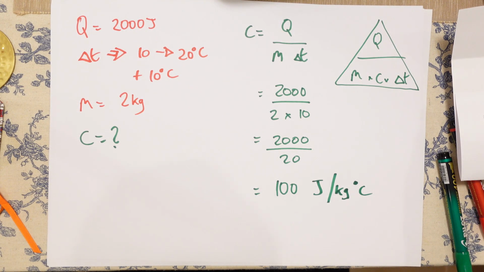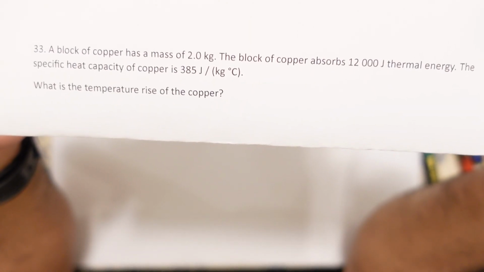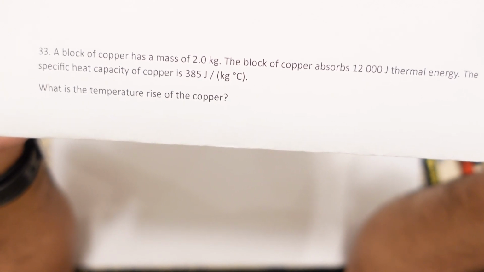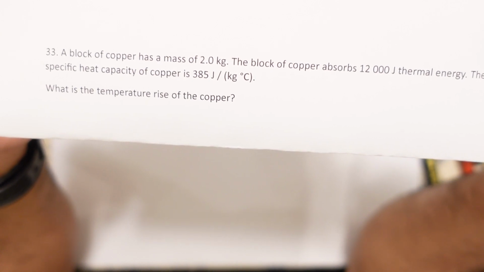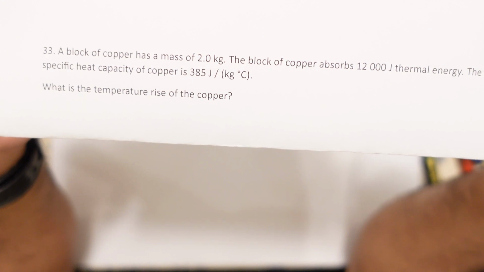Let's try one more question. Our next question says, a block of copper has a mass of 2 kg. The block of copper absorbs 12,000 joules of thermal energy. The specific heat capacity of the copper is 385 joules per kilogram degrees Celsius. What is the temperature rise of the copper?